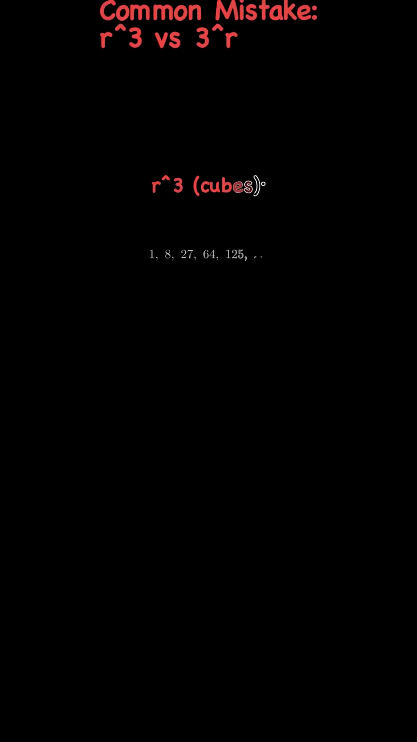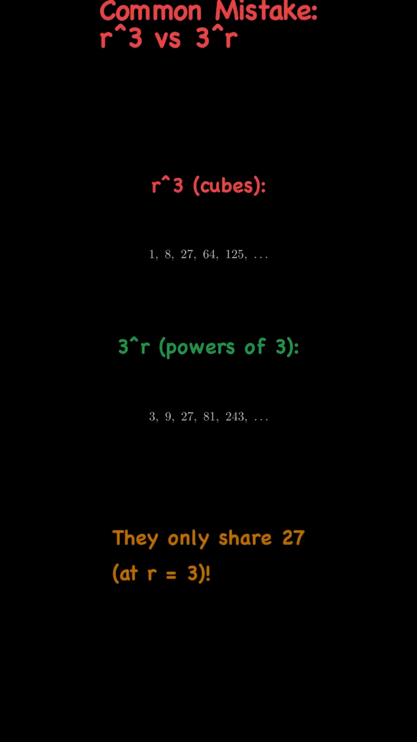A common misunderstanding: confusing r cubed with 3 to the r. r cubed gives cubes, 1, 8, 27, 64, and so on. 3 to the r gives powers of 3, 3, 9, 27, 81, and so on. They only share the value 27 at r equals 3. These are very different sequences, so be careful.